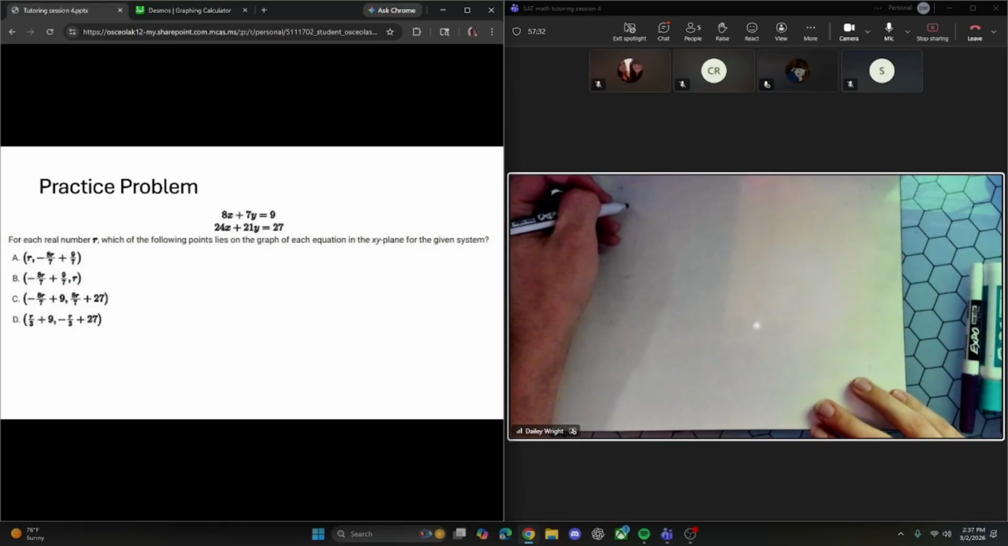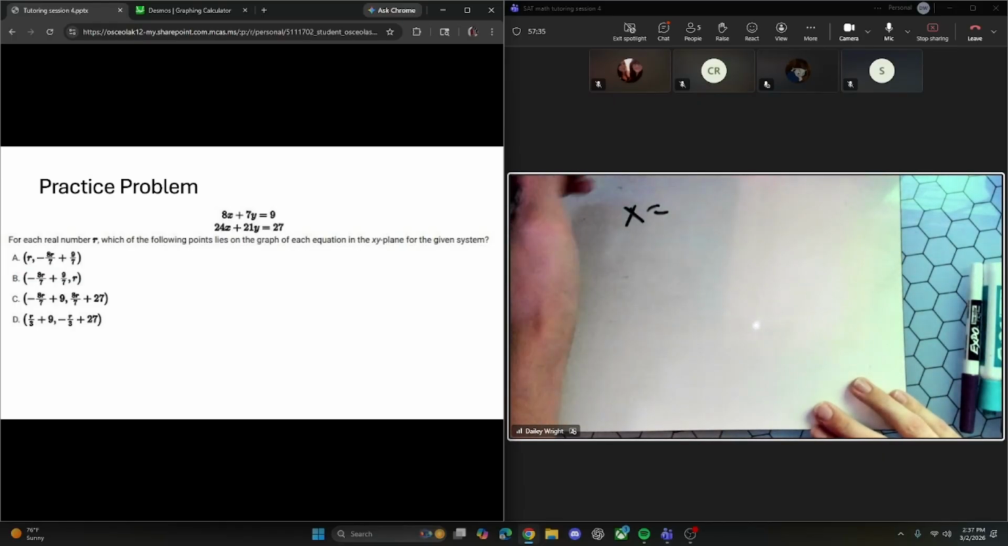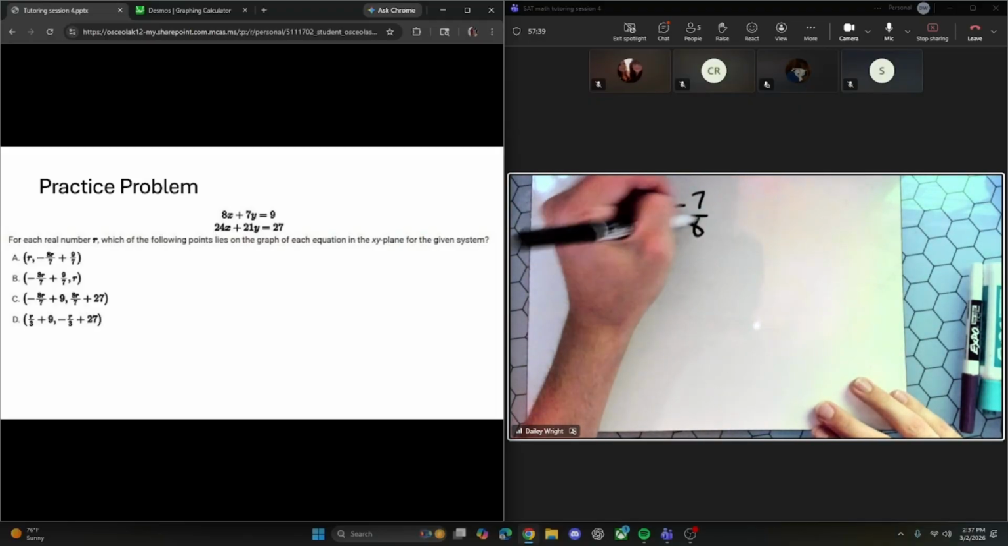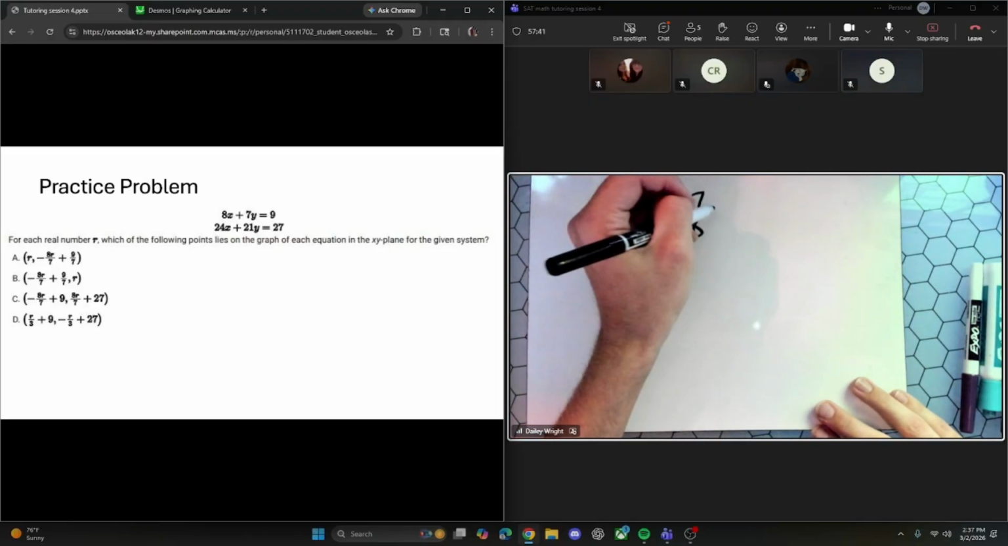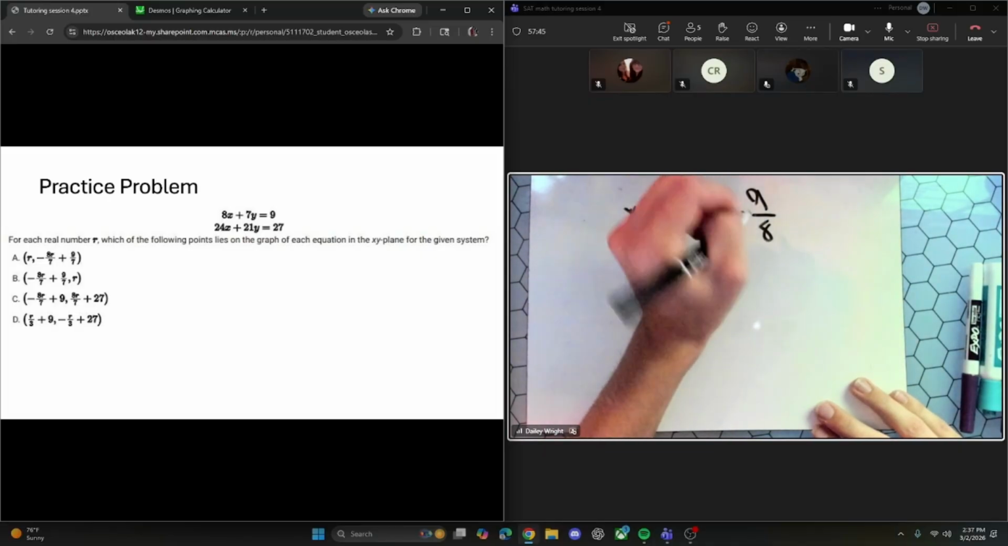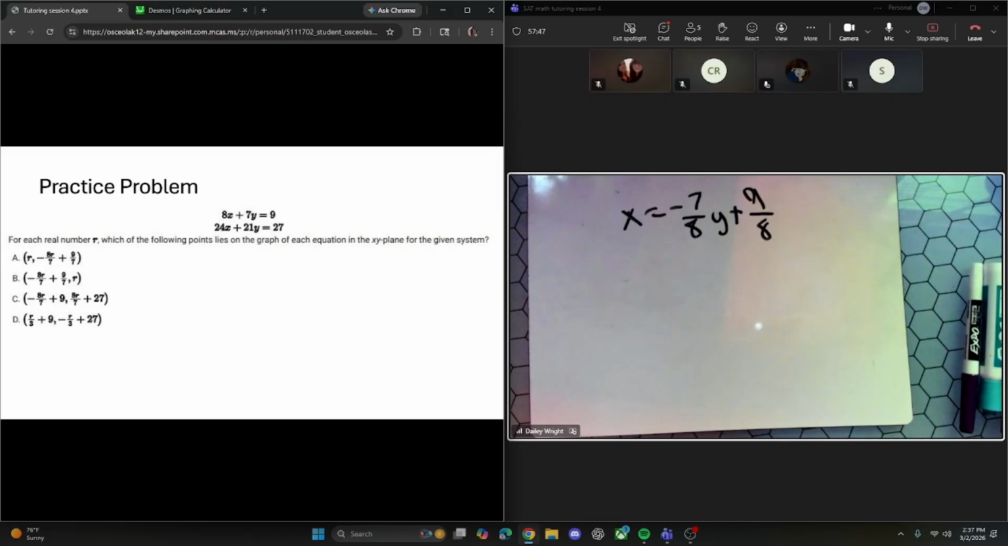I don't know why I erased all that. We had x equals negative 7 over 8 y plus 9 over 8. Let's keep working with what we have here.